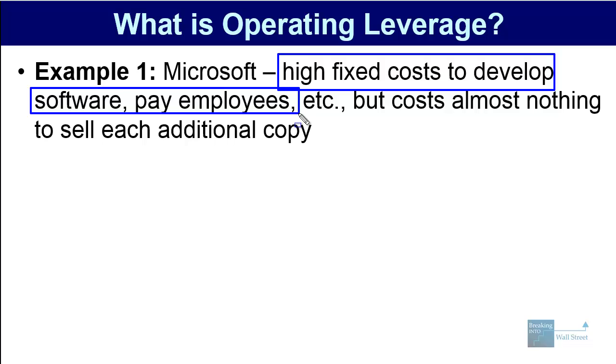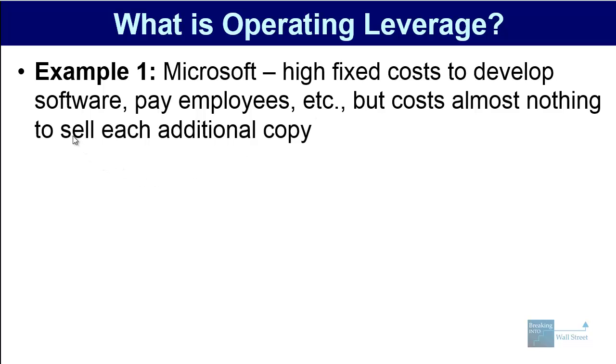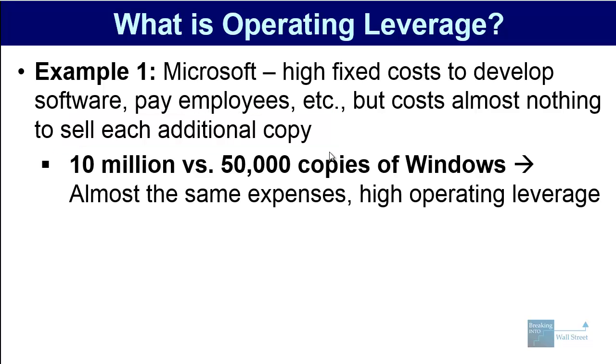But then when it's done, it costs almost nothing to sell each additional copy. How much does it really cost to deliver Windows or Office to someone, especially these days, now that you often just download it online when you purchase it? The answer is almost nothing. And so this is a company with very high operating leverage because there are a lot of fixed costs up front before the release of the product, but then very little in the way of variable costs thereafter. So if you think about it, if they sell 10 million copies of Windows versus 50,000 copies of Windows, their expenses are going to be almost the same. And this is a situation that we label high operating leverage because of that.